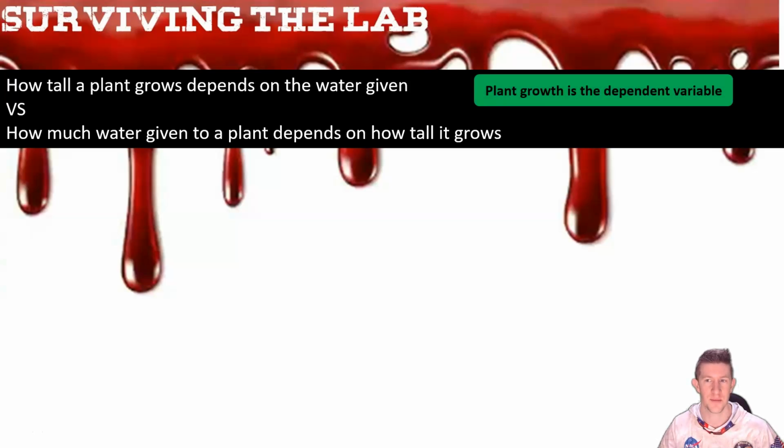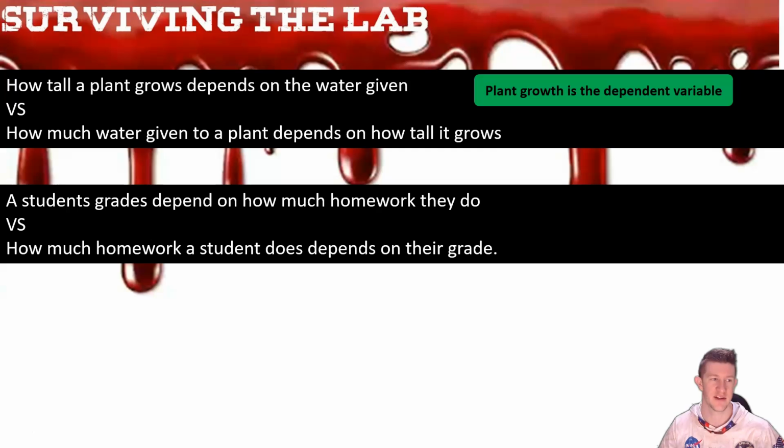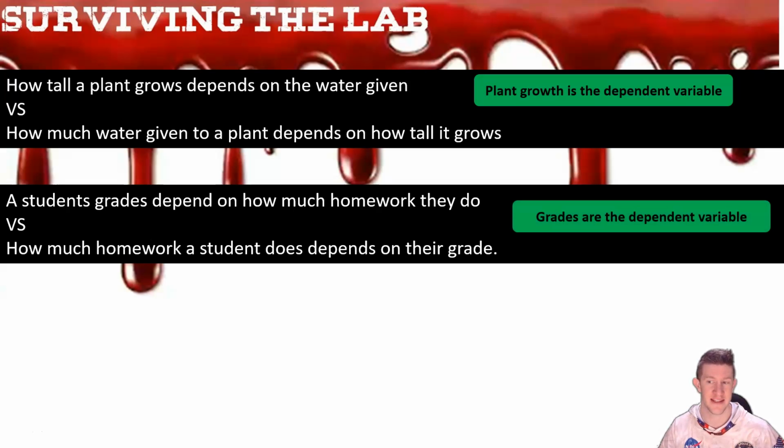And hopefully you see that plant growth is the dependent variable, because the growth will depend on the water. The amount of water doesn't depend on its growth. Another example, a student's grades depend on how much homework they do, versus how much homework a student does depends on their grade. Which of these do you think is the dependent variable? Hopefully you said that grades are the dependent variable, because they're going to depend on how much homework. If you do more homework, which is the thing you change, the thing that you can measure is your grade.